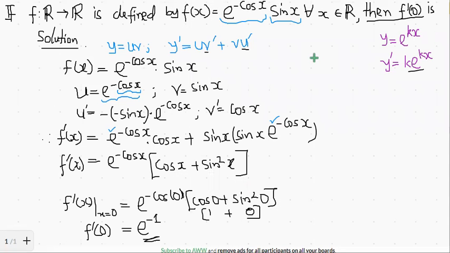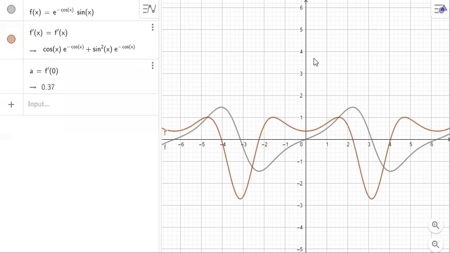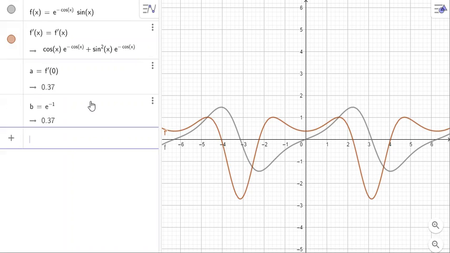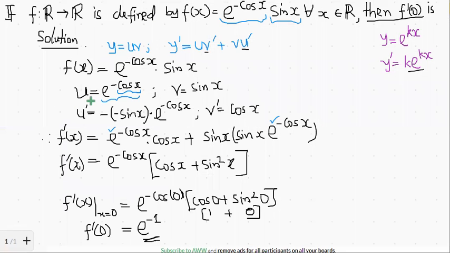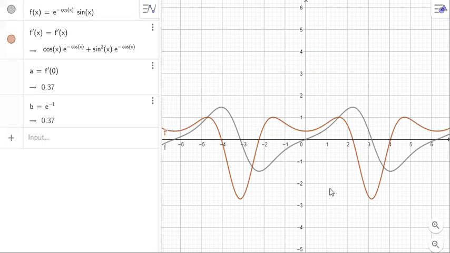Here, we arrive at e to the power of negative 1. The question now is whether e raised to the power minus 1 is the same thing as 0.37. Of course, you can confirm. Let's find out what it is. Minus 1. Wow, so that is equal, meaning that the derivative of the given function f of x equal to e to the power of negative cos x times sine x at x equal to 0 is e to the power of negative 1. So you've seen the solution algebraically, you've seen the solution geometrically.